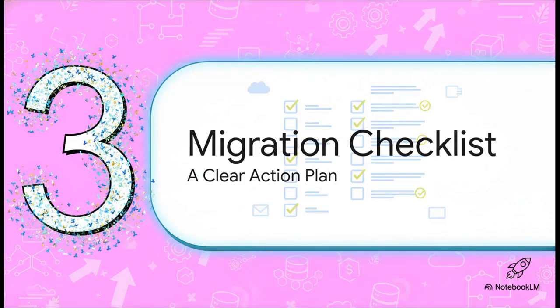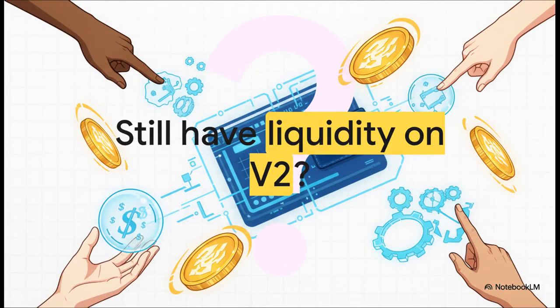So, what do you need to do right now? Let's get into your migration checklist. This is your clear, step-by-step plan to make sure this whole move from V2 to V3 is as smooth as possible. This is the most important question for every single existing user. So just take a second and think. Do you have any funds, any liquidity at all just sitting there on the old Levvy V2 platform?